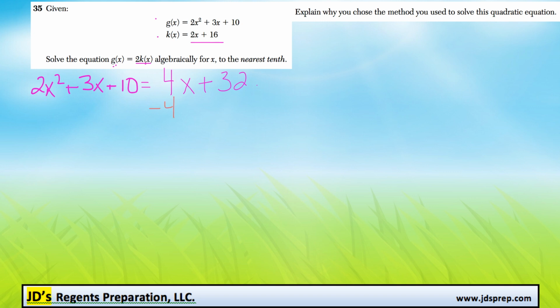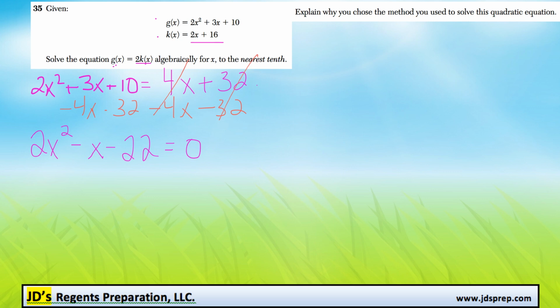And I'm going to do that by taking away 4x and 32. Okay, so that's going to cause these to cancel out. And let's see what we're left with. So we're going to have 2x squared minus x, and then 10 minus 32 would be negative 22. And so now that's equal to 0.